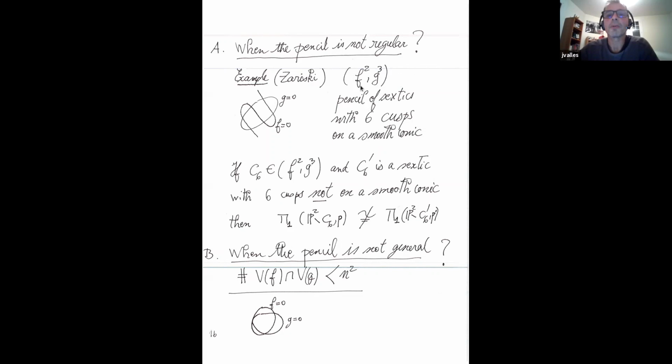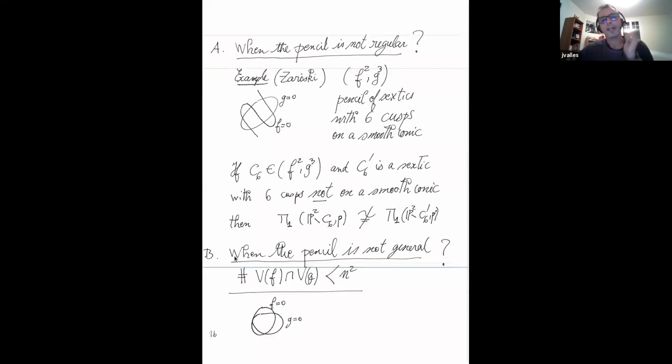So if you consider this pencil of sextics, what can be said is that any sextic in this pencil will have some cusp on the base locus. So all the curves of the pencil are singular. So it is not a regular pencil.